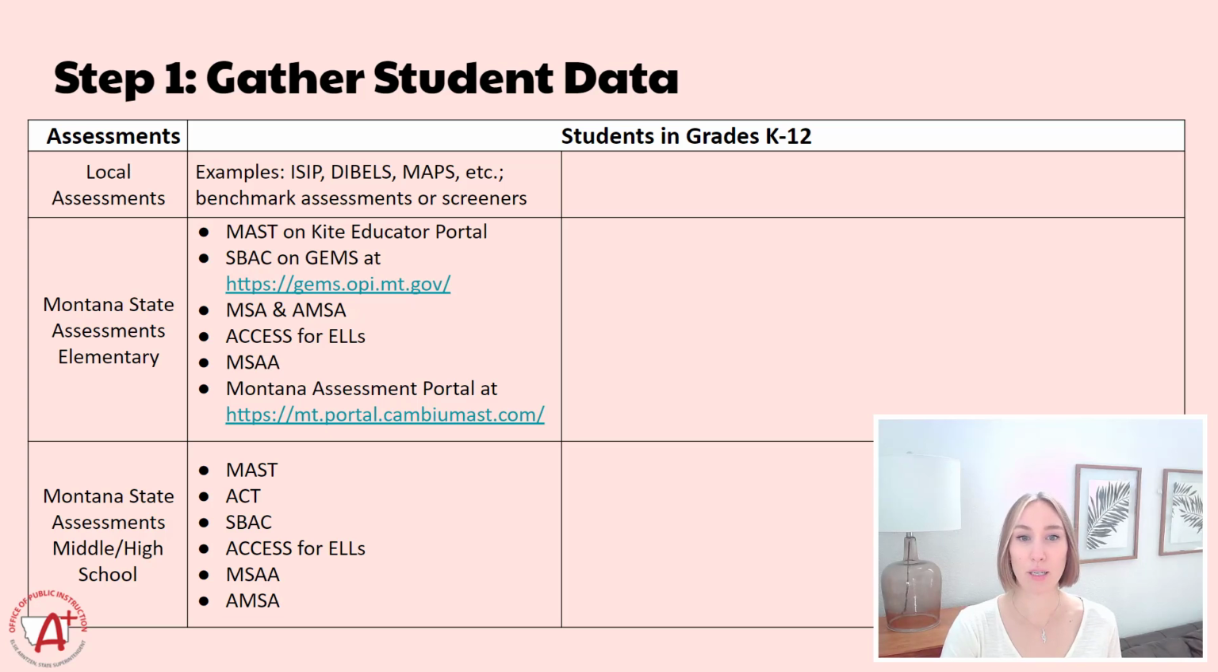For step 1, list the data you'll be using in this chart provided. Examples of local assessments and the Montana State assessments are listed in the left-hand column. Be sure to include the name of the assessment you're using for both state and local data sources. Think also about what academic data you don't have and what might be keeping you from collecting that data. That could even be an area of growth for your gap analysis.